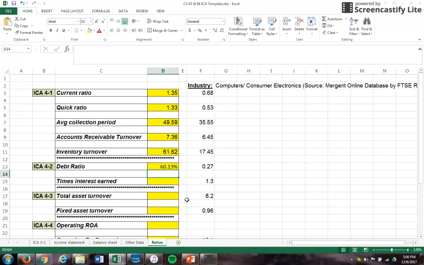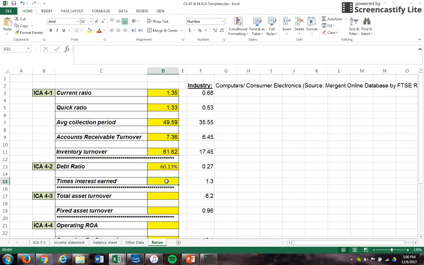So although creditors and managers typically like a low debt ratio, stockholders are okay with a higher debt ratio to a certain point. Most financial analysts and experts would agree that point is about an 80 to 90% debt ratio. When you get higher than that, you really start seeing significant hindrances for the organization. We see our debt ratio of 60.13. Obviously, Apple is financed significantly more by debt than the industry. Not necessarily good or bad, just depends on how you look at it.